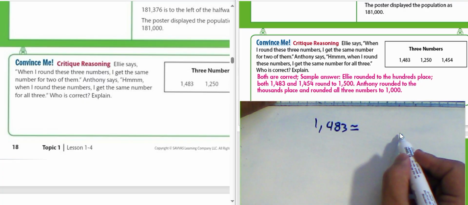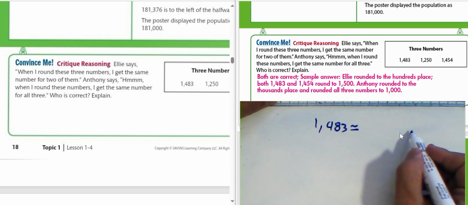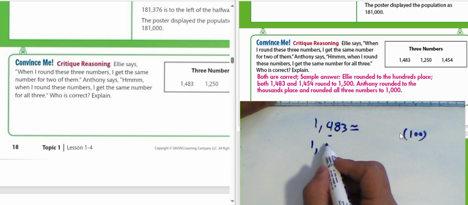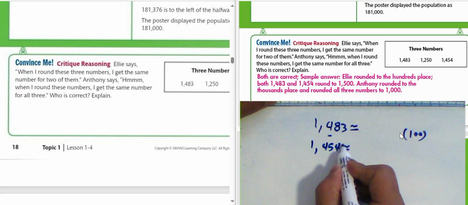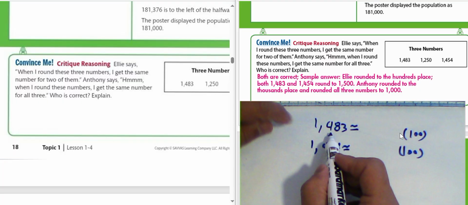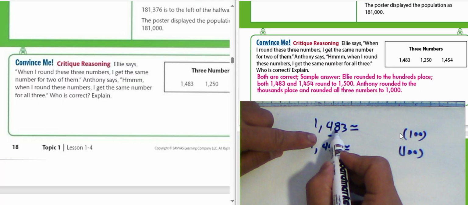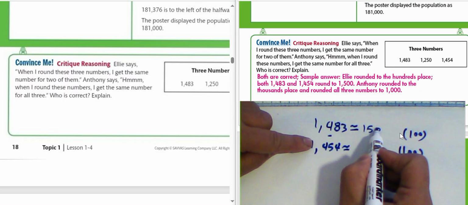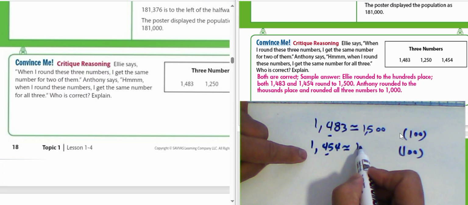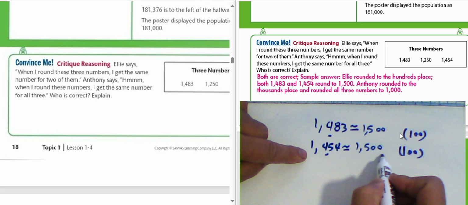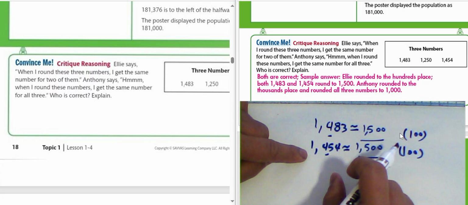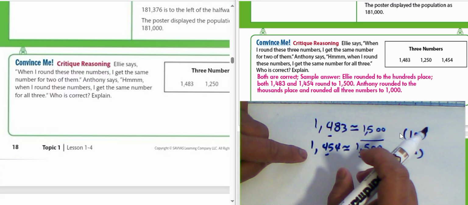1483 approximating to the nearest what? To the nearest 100, and also the number 1454. We can approximate this to the nearest 100: 4 cannot give 1 to the left-hand side, then 1 and 5 and double 0. And here 5 can give 1 to the left-hand side, 1, 5, 0, 0. Then the result will be 1500. But if you approximate the number to the nearest 1000, the result will be 1000.